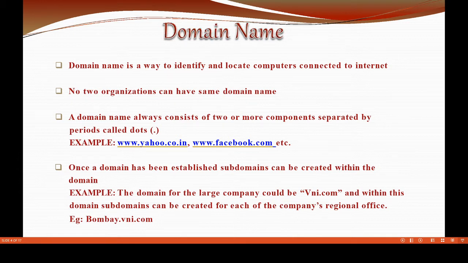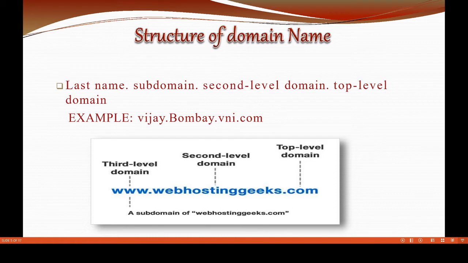Once the domain has been established, subdomains can be created within the domain. For example, the domain for a large company would be winnie.com, and within this domain, subdomains can be created for each of the company's regional offices, like Bombay. In that Bombay regional office, the company name is winnie.com, like that. Okay, structure of domain name: the last name dot domain name dot second level domain and top level domain. This is the structure of the domain name.